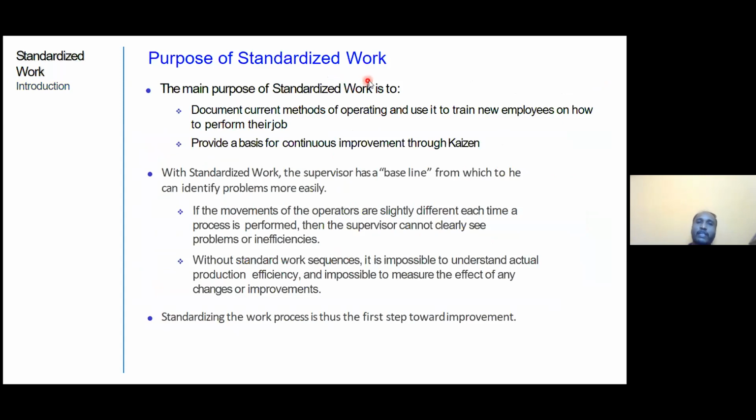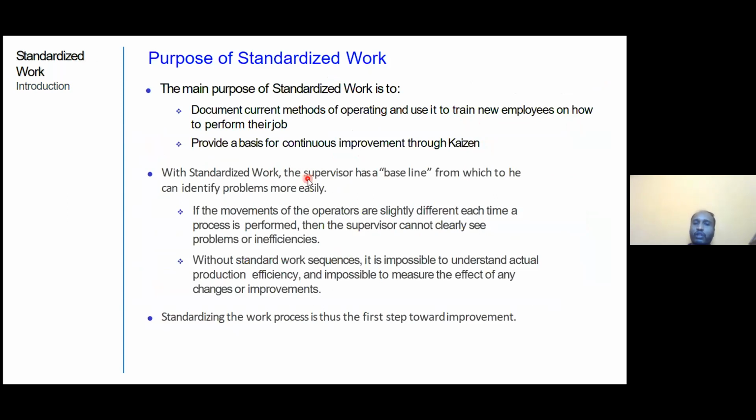The purpose of standardized work is to document current methods and operations and use it to train new people on how to perform their job. Once we make a work instruction in the respective line, new people can also see it and be clear on how to do their respective job. So there is no need to train them separately. It also provides a basis for continuous improvement through Kaizen.